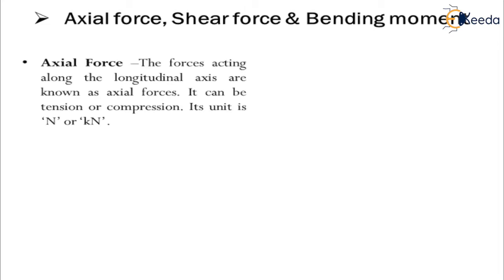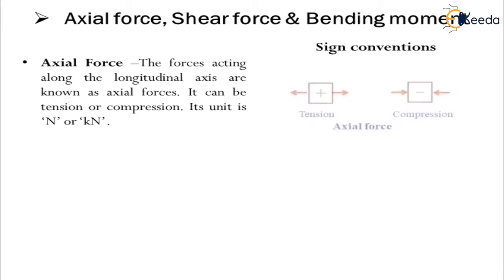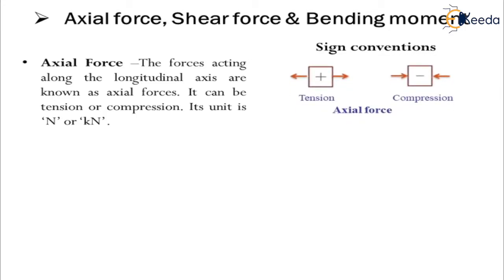Axial force: the forces acting along the longitudinal axis are known as axial forces. It can be tension or compression and its unit is Newton or kilonewton. The sign conventions for axial force are tension positive and compression negative. Tension means if the two forces are acting equal and opposite and away from each other at the ends, then it is known as tension. And if the two forces are equal and opposite and facing towards each other, it is known as compression.